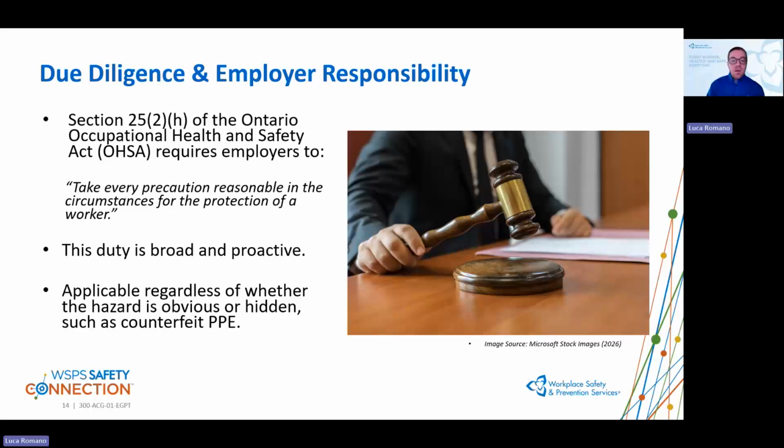So I hope everyone's aware of the general duty clause, or section 25(2)(h) of the Occupational Health and Safety Act. Basically this states that the employer has to take every precaution reasonable in the circumstance for the protection of a worker. This is often referred to as the due diligence clause. If we look at this, we would anticipate that this duty or requirement is broad, and necessarily it should be proactive. And really it could apply to a variety of different hazards, whether they're obvious or even hidden. And we could infer this with even counterfeit PPE.